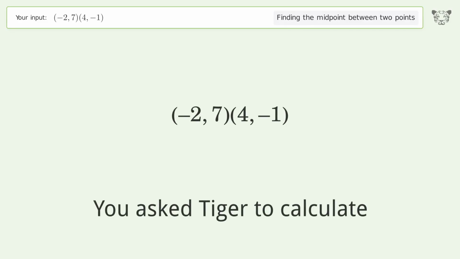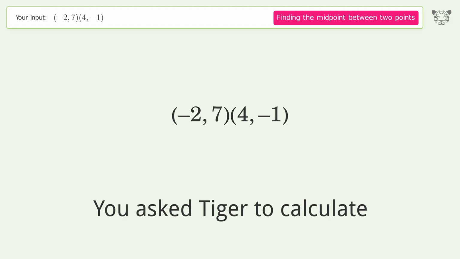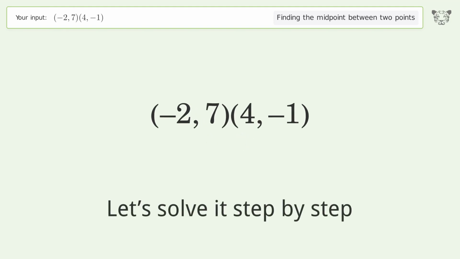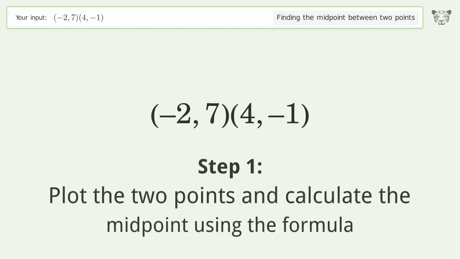You ask Tiger to calculate. This deals with finding the midpoint between 2 points. The midpoint between the 2 points is 1, 3. Let's solve it step by step. Plot the 2 points and calculate the midpoint using the formula.